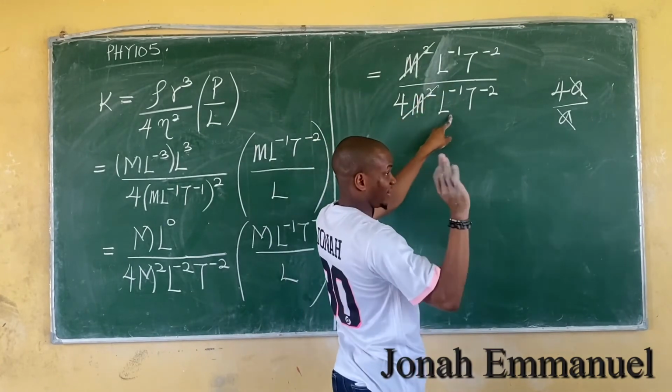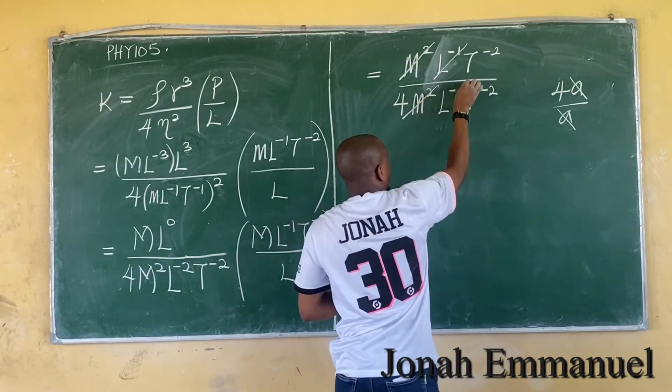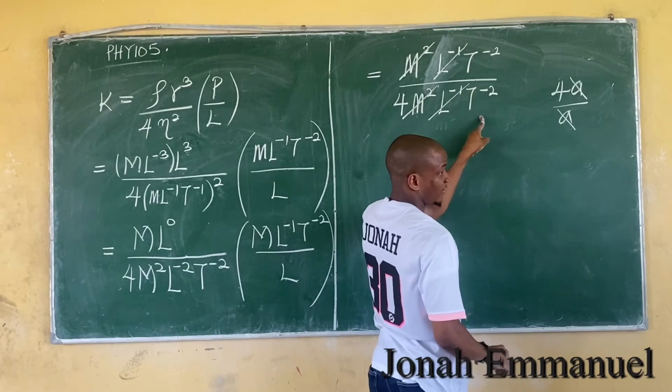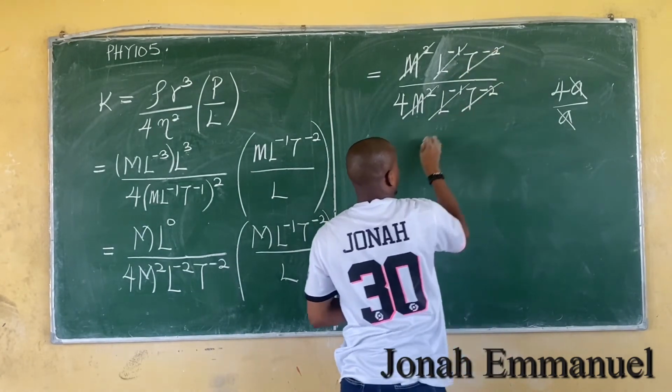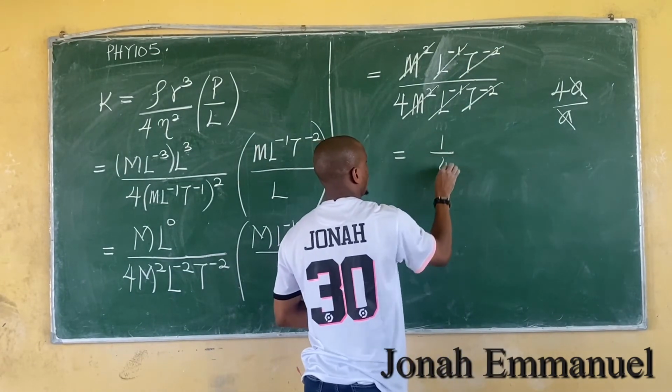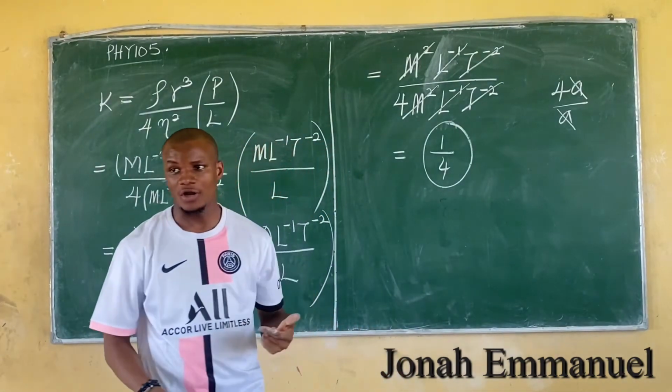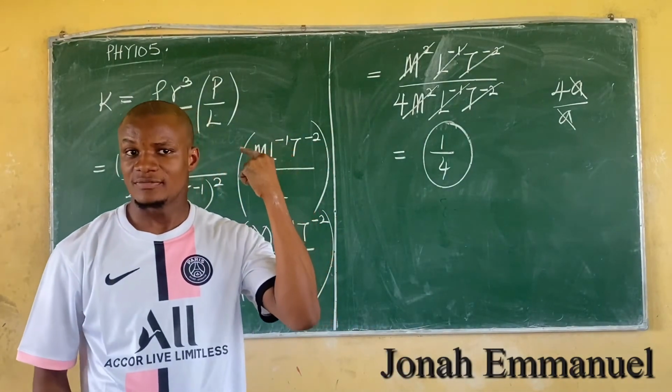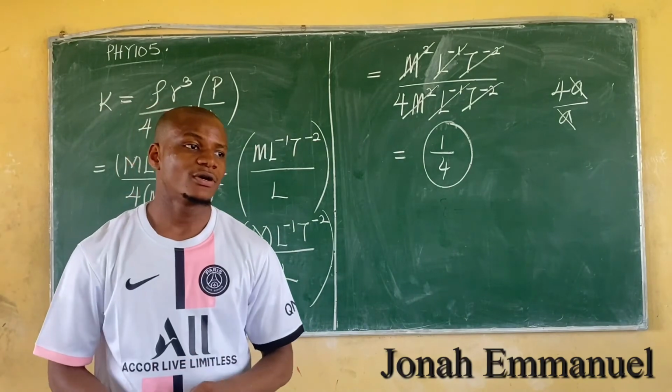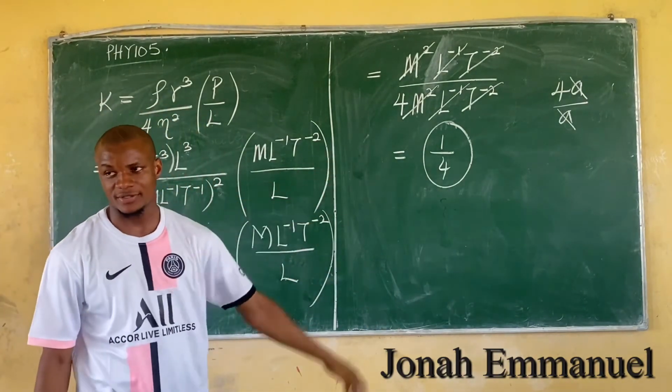Are this and this the same thing? Yes, this will cancel this. So that becomes what there? 1 over 4, a dimensionless constant. So it makes sense. Dimensionless constant, there's no parameter expression.